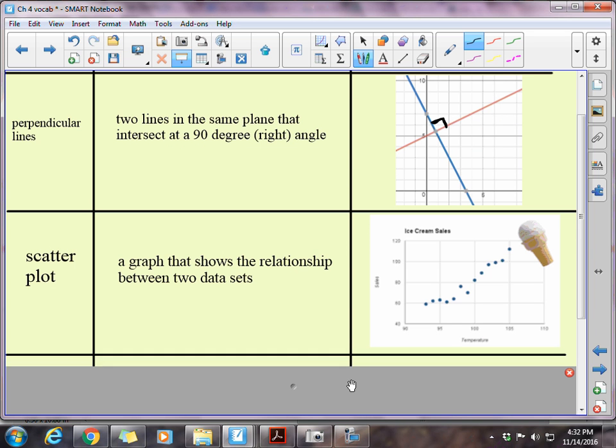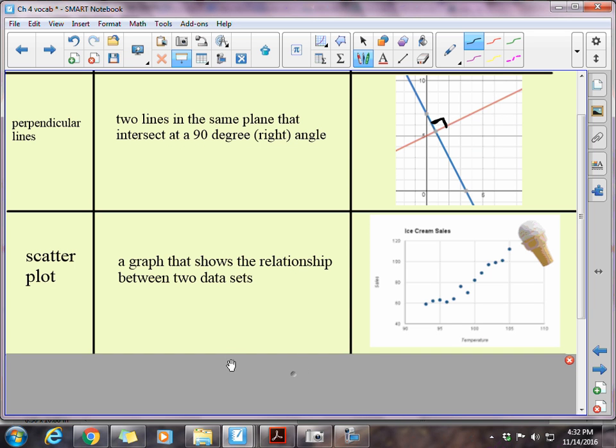Okay, next one, scatterplot. We're going to be doing scatter plots. I love scatter plots. A scatter plot is a graph that shows a relationship between two sets of data. So for example, here it's the temperature outside and how much ice cream a store is selling. And they're looking to see, is there some sort of relationship between the hotter it is out and how much ice cream we sell?